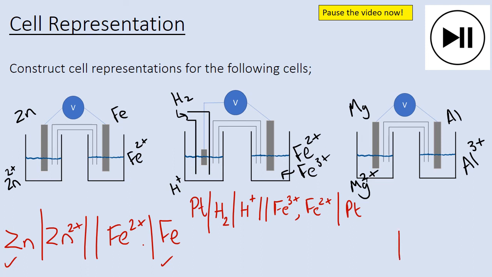And then finally, the one on the right, we've got aluminium 3+, phase boundary, aluminium. And on the left, magnesium 2+, phase boundary, magnesium.